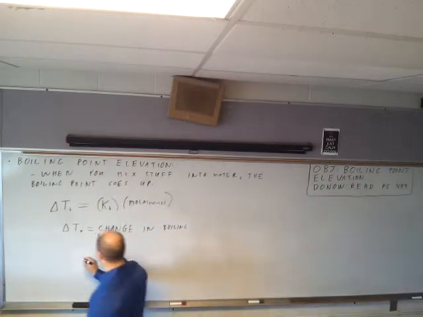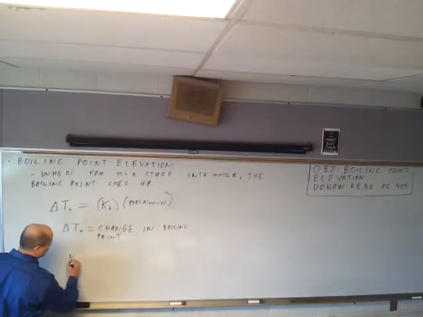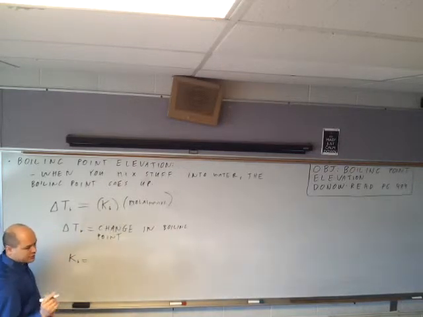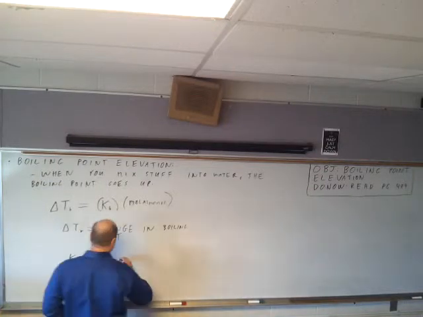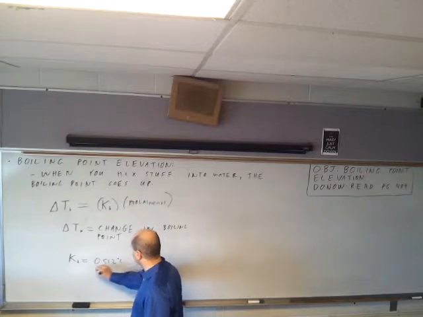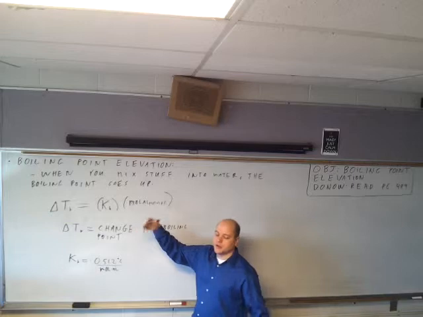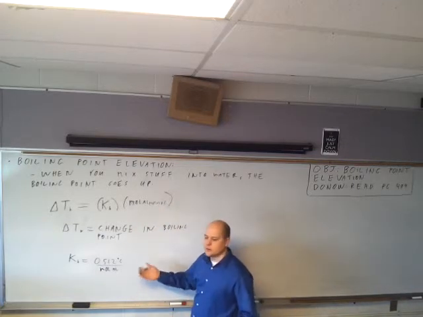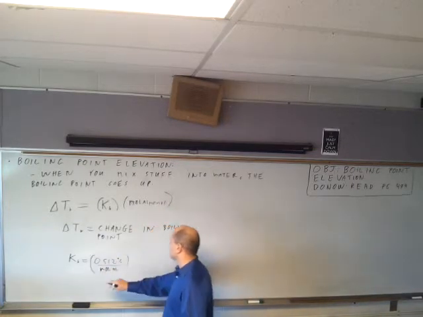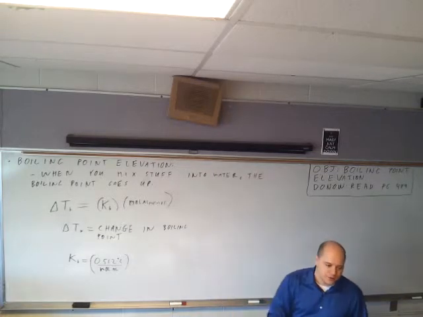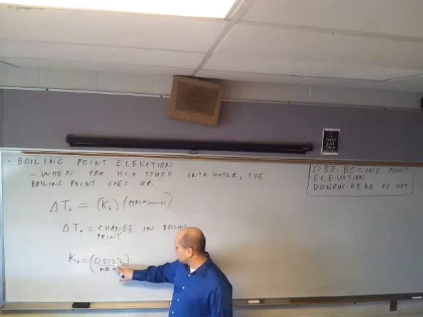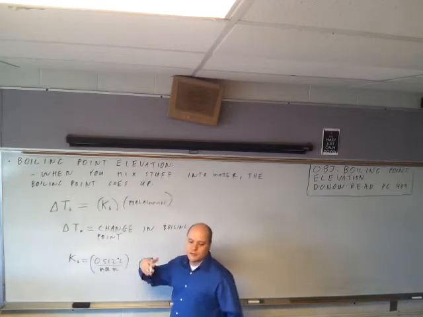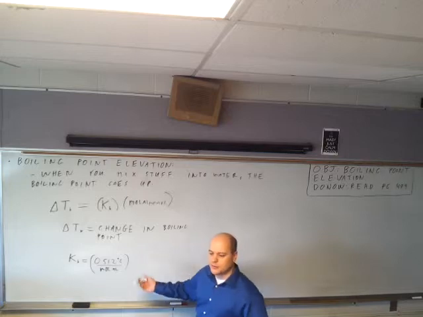And then Kb, I told you, is a constant, and I'll give you the number. For water, it's always going to be 0.512, and it's degrees Celsius per mole. So when we multiply by molality, we get degrees Celsius, which is what we want: how much the boiling point goes up in degrees Celsius. Obviously, if it was Fahrenheit, it would be a different number, like 0.9 or 1 or something. So this is always this number. It's a constant for water. If we had alcohol or oil or some other solvent, we would have a different number.